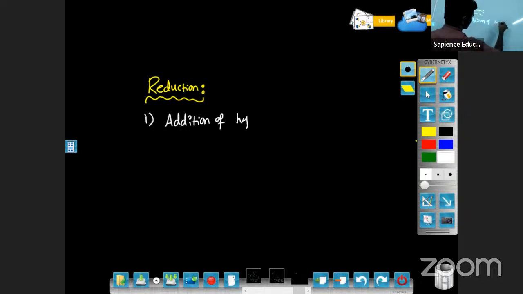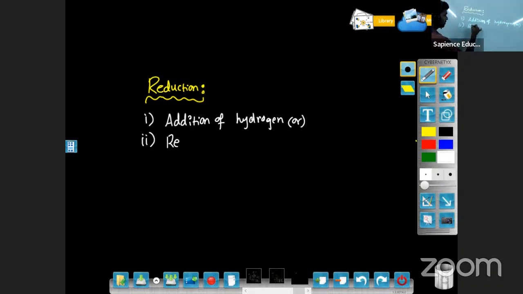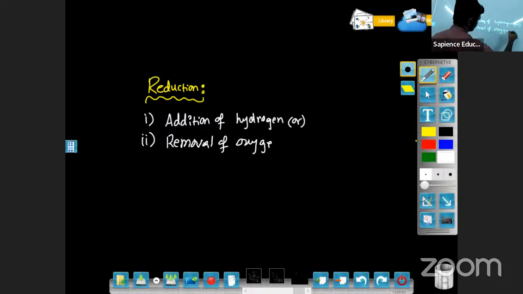Addition of hydrogen, or removal of oxygen, or gain of electron.